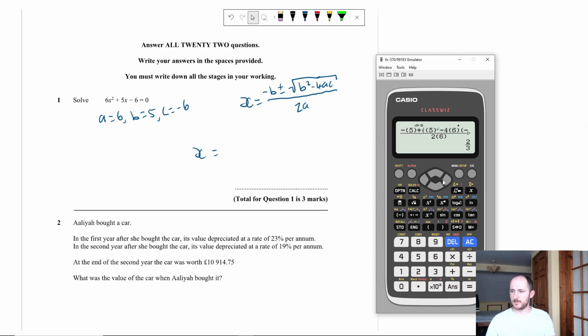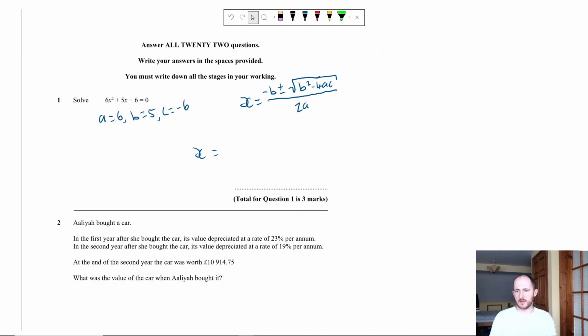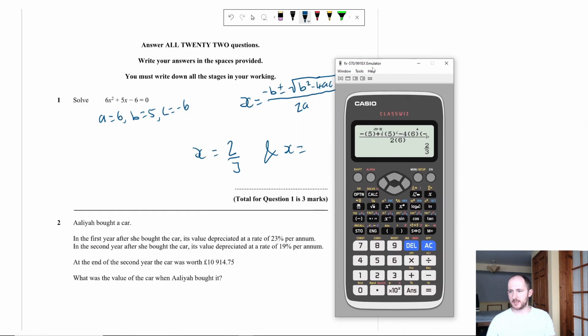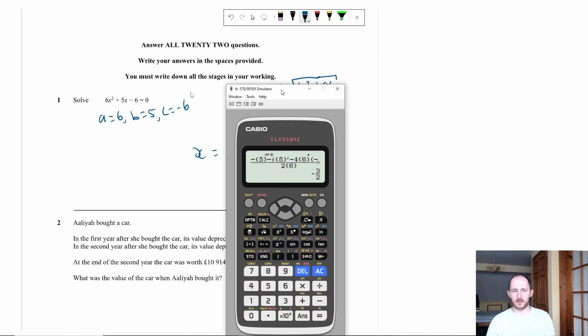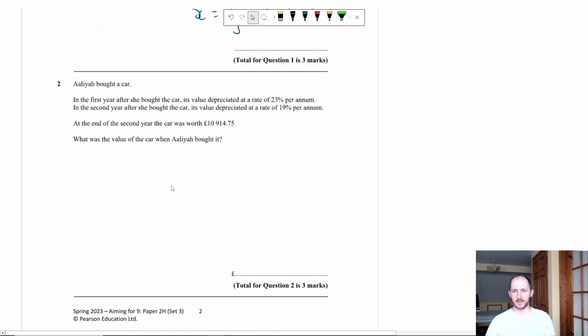Times 6. So first value is 2/3, so we're going to say x is equal to 2/3, and that's the plus version, as you can see in the top right here. So now what we're going to do is change that to a minus version, which is minus 3 over 2. Those are our two values, 3 marks, nice and easy, hopefully.